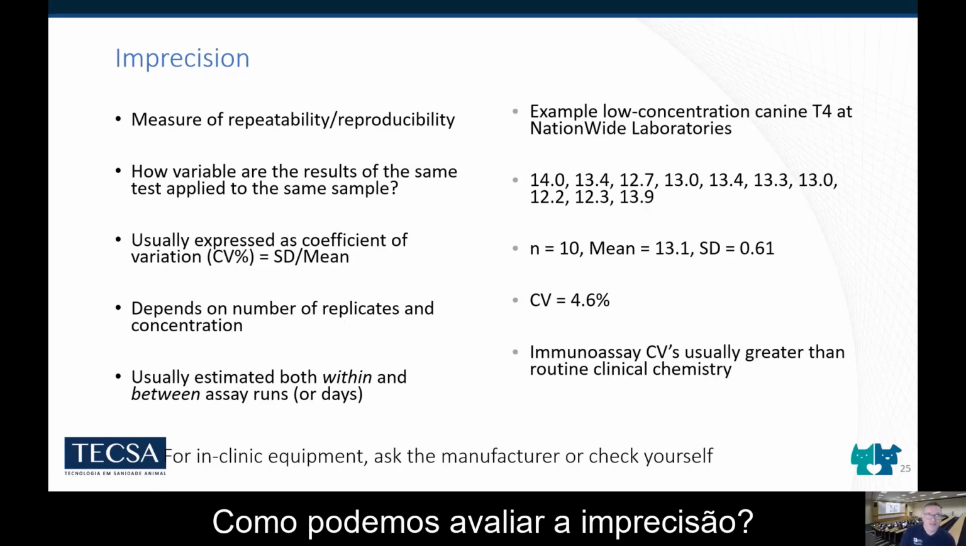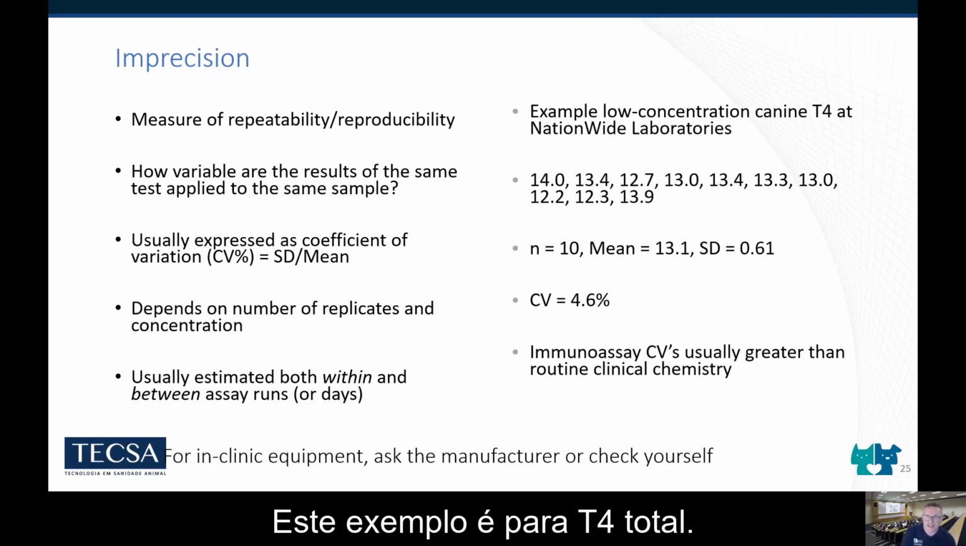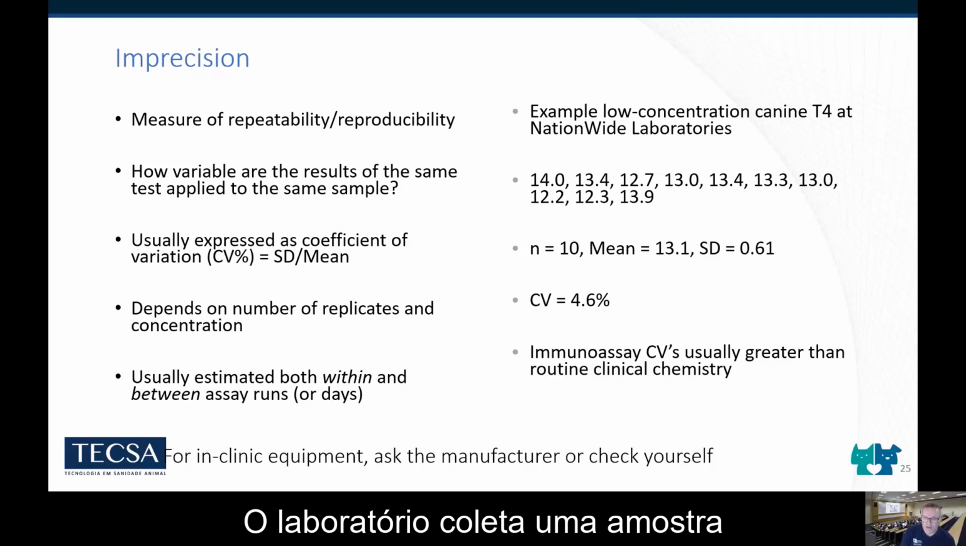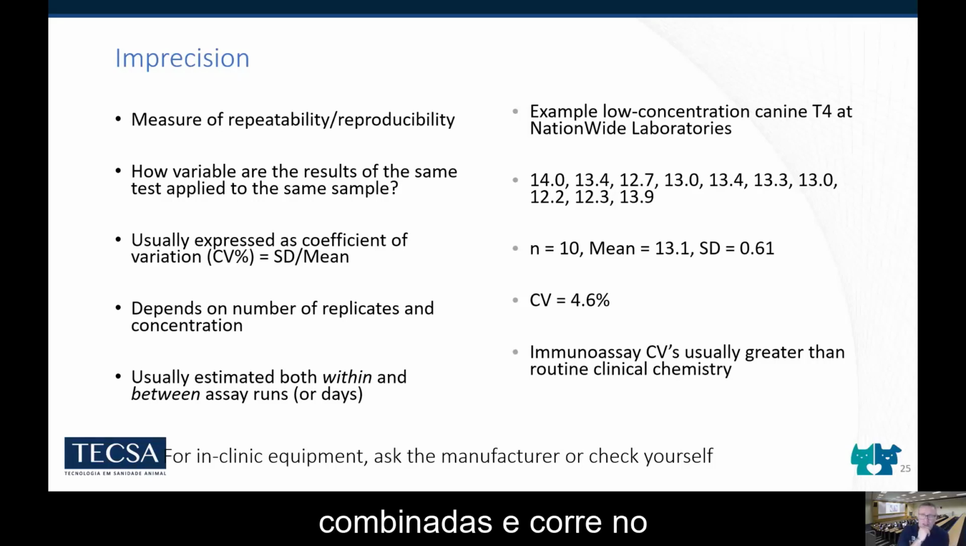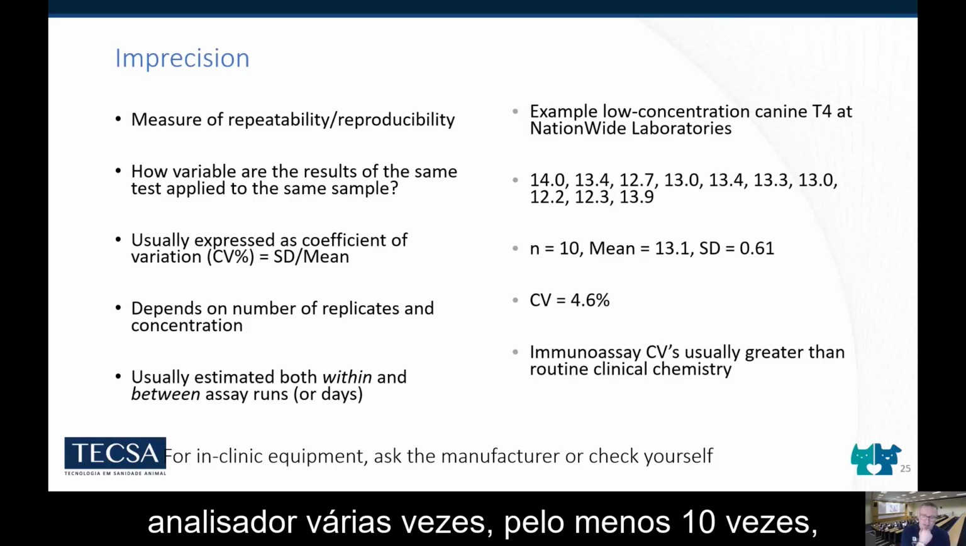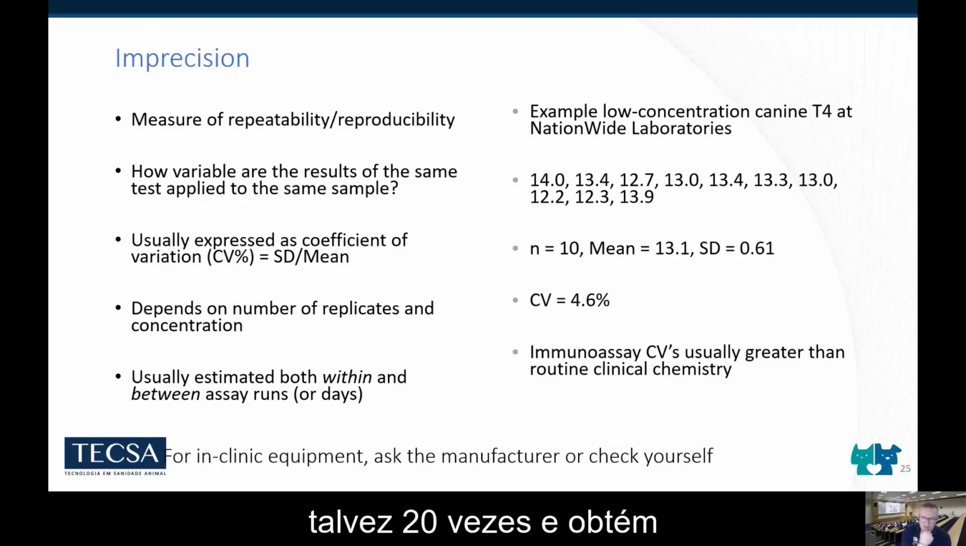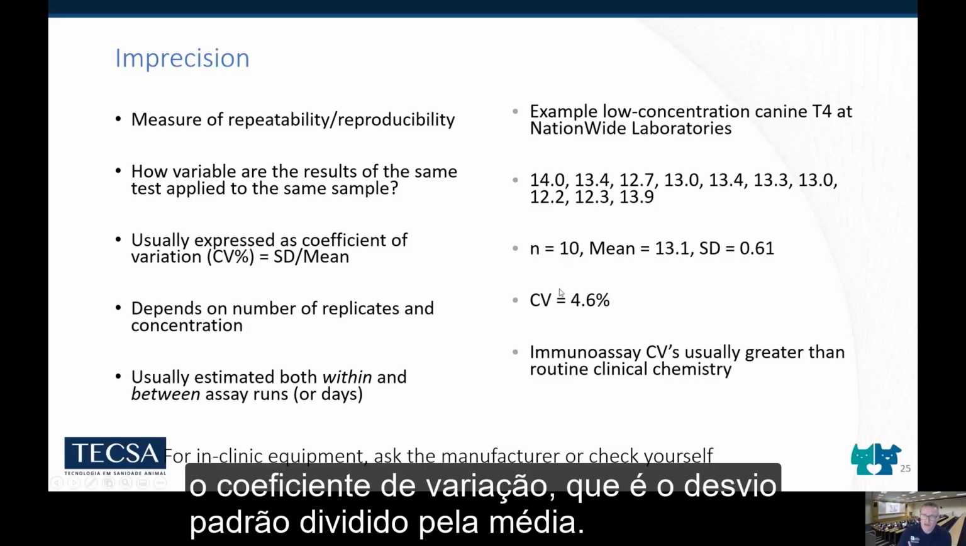So how would we assess imprecision? Well, this particular example here is for total T4, but a laboratory would take a serum sample that it has received from a patient, or pool some of that surplus serum together, and they would run it through the analyzer multiple times, at least 10 times, maybe 20 times, and they would get a range of results. They could create the mean for that and the standard deviation and create a figure called the coefficient of variation, which is the standard deviation divided by the mean.